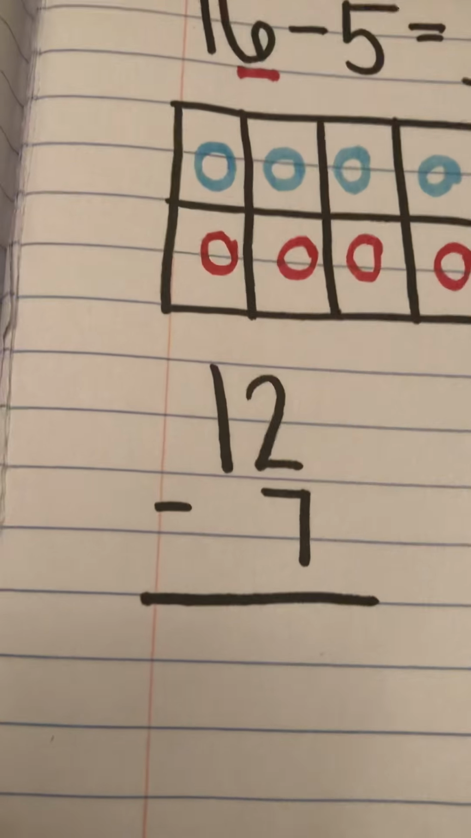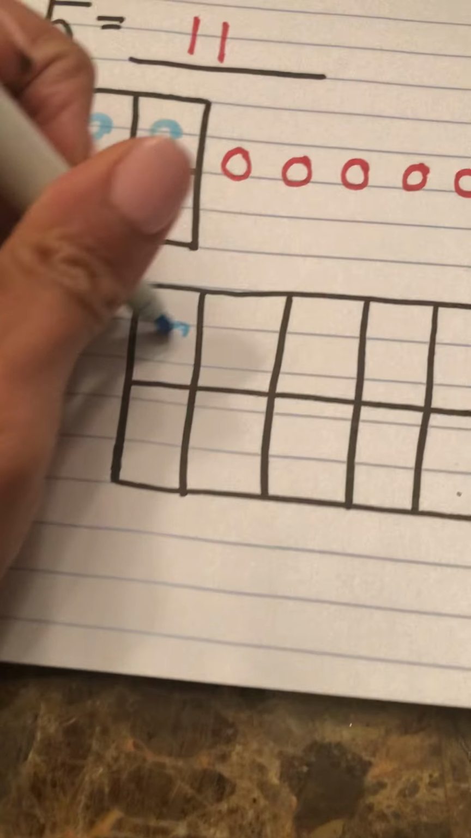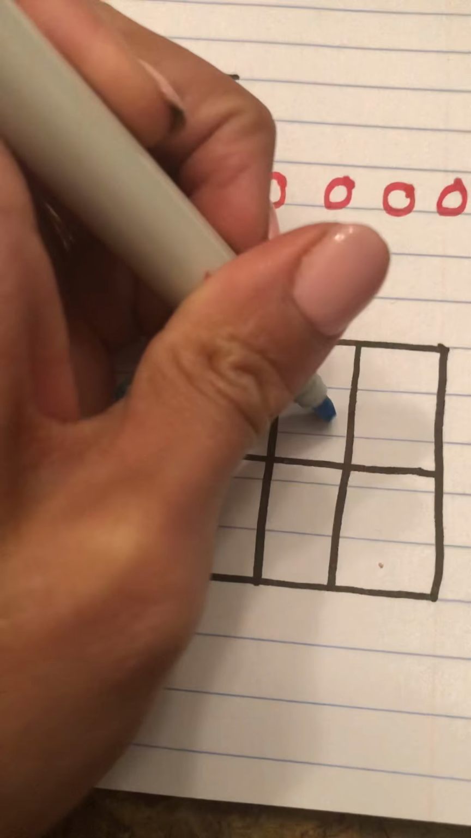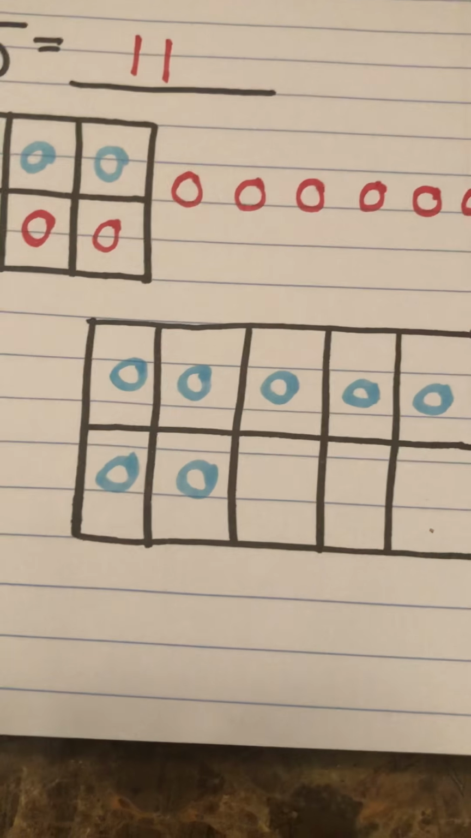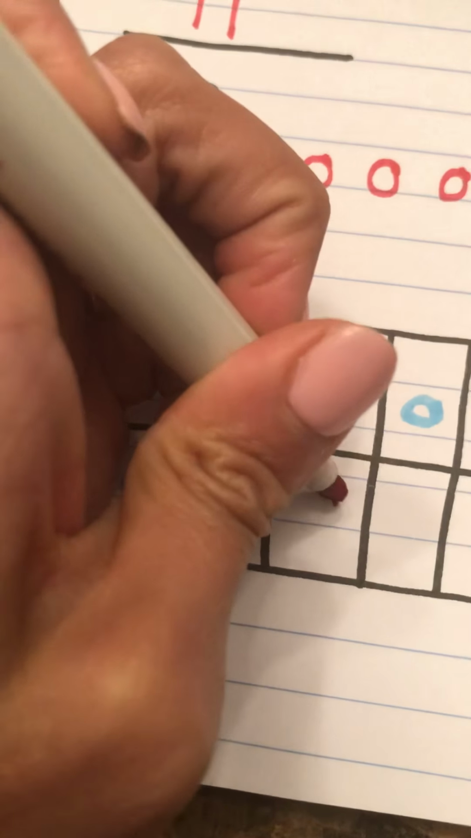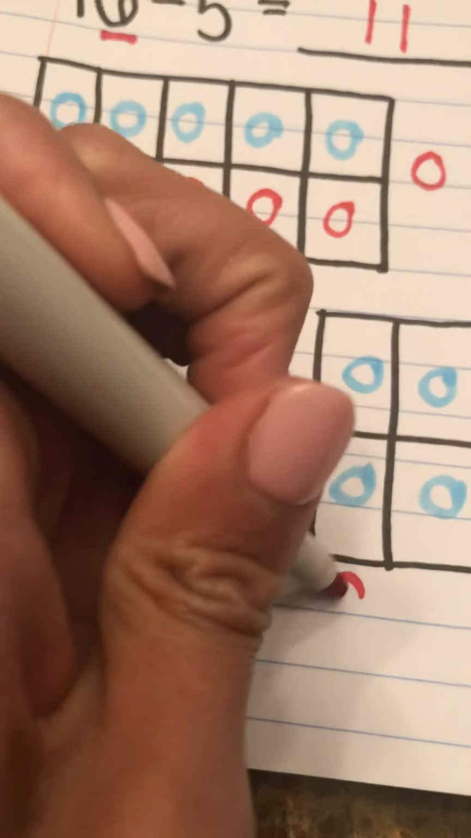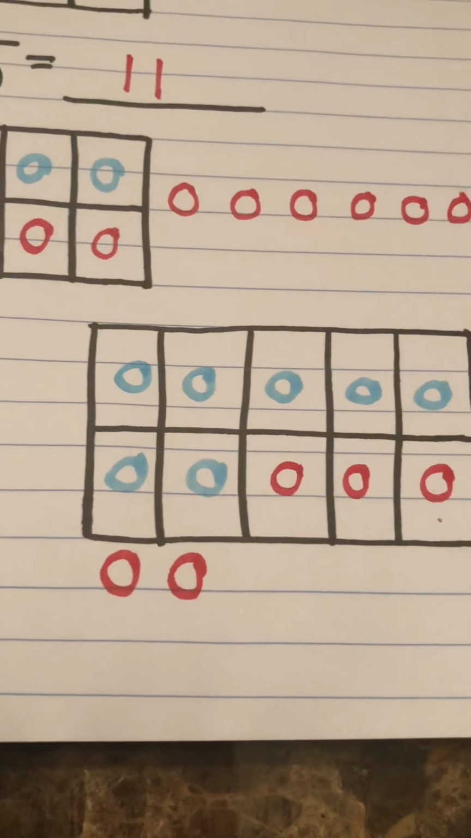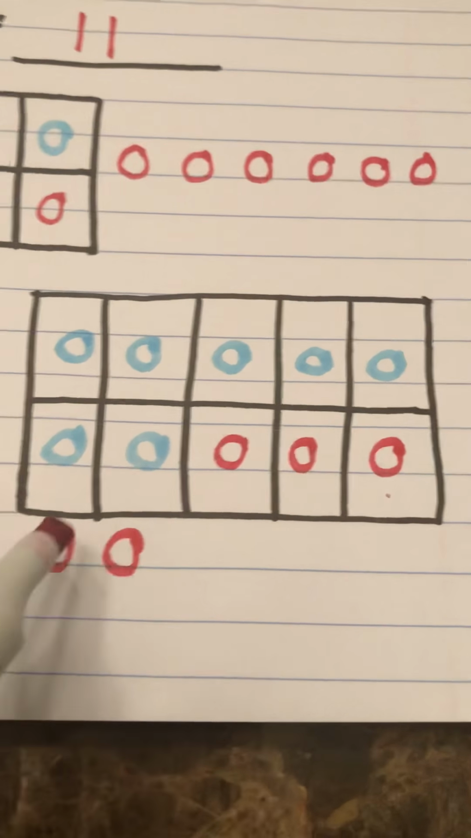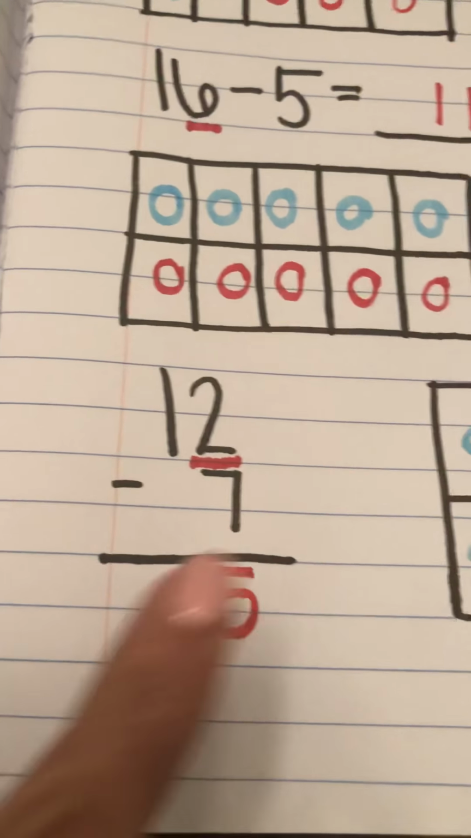So this problem is 17 minus 7. I'm going to start by drawing 7 dots. 1, 2, 3, 4, 5, 6, 7. And with a different color marker, I'm going to fill in the rest of this 10 frame to make 10. 1, 2, 3. Then over here, I'm going to look to the ones place, and I'm going to draw 2 more dots. 1, 2. Now I'm going to count the dots that are left over after this first 7. 1, 2, 3, 4, 5. 12 minus 7 equals 5.